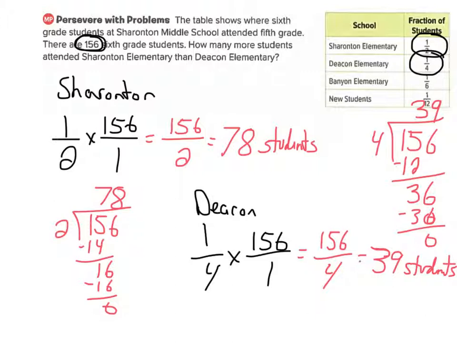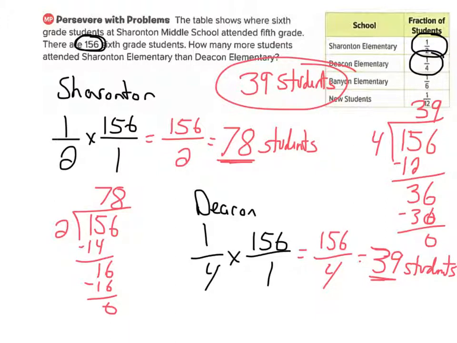The last part said how many more students attended Sharonton than Deacon. Well, 78 students attended Sharonton, 39 attended Deacon. That's a difference of 39 students. If I were to subtract those two from each other, I would get an answer of 39. So that's how we use our multiplying with fractions to help us solve some of these word problems.